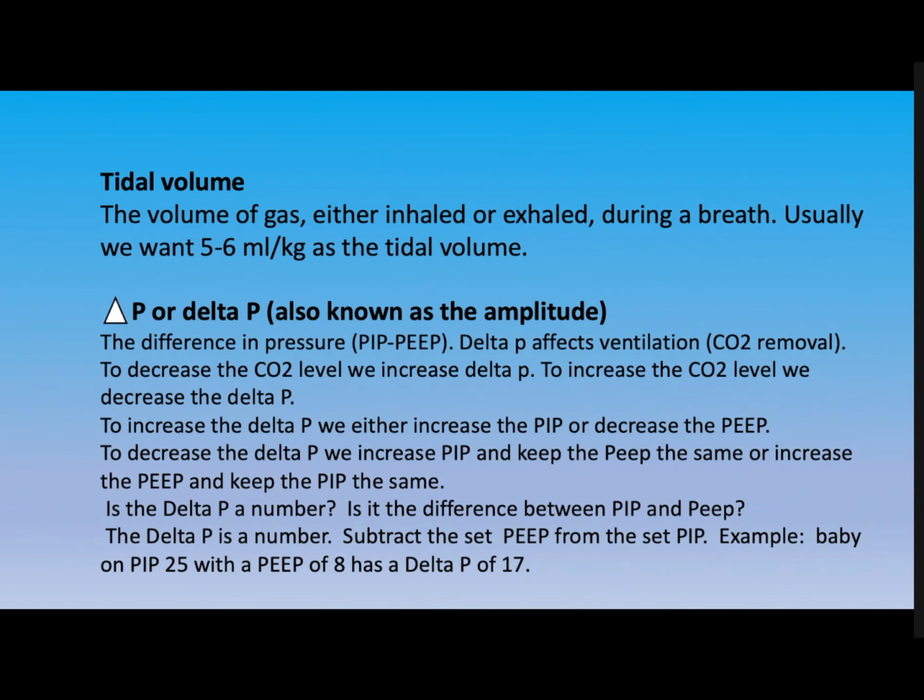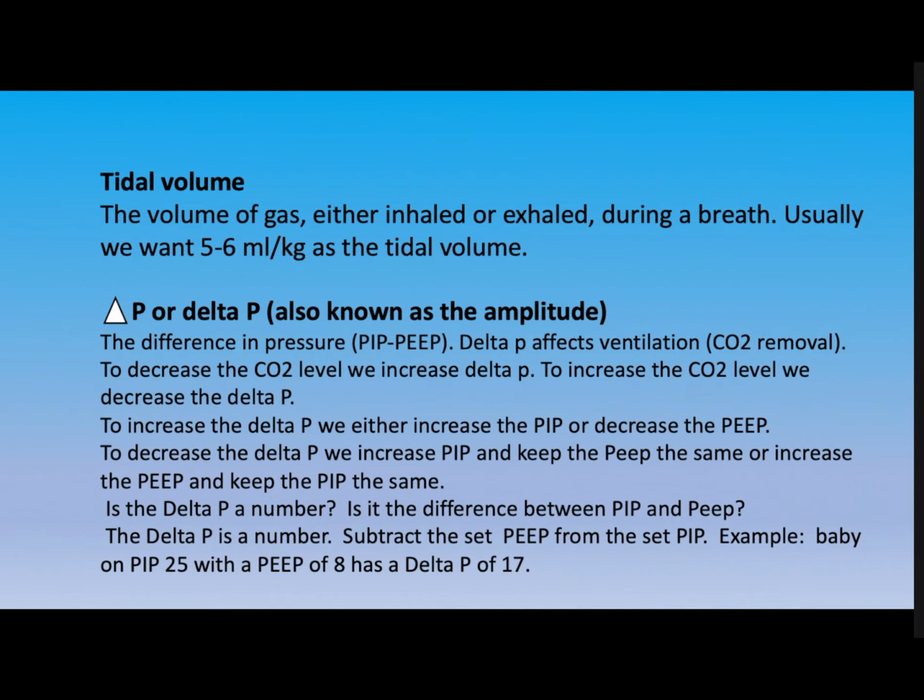The next thing we want to talk about is the delta P. So that little triangle there before the P means delta, or change of, or you can just say the amplitude. Delta P is simply the difference between the PIP and the PEEP. The delta P is what causes and affects ventilation, or the CO2 removal.